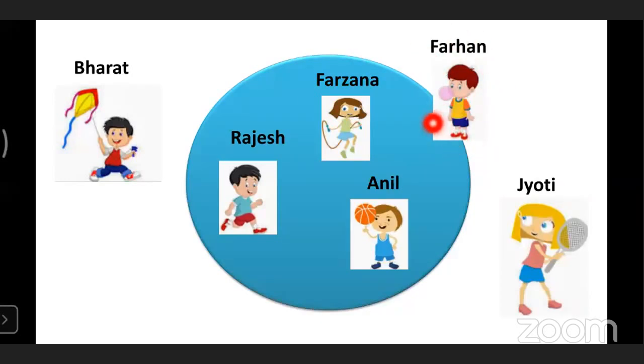Okay, once again, I'm repeating it. Farzana, Rajesh, and Anil are playing inside the circle. So this is the interior part of the circle, right? Bharat and Jyoti are outside of the circle. That is the exterior part of the circle. Outside means exterior. Inside means interior. And this boy, Farhan, is standing on the boundary. So he is on the circle. Okay, students.